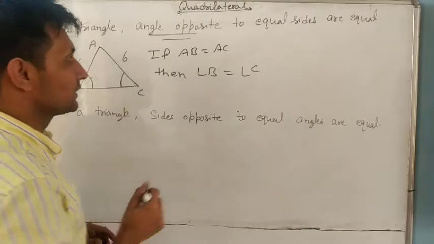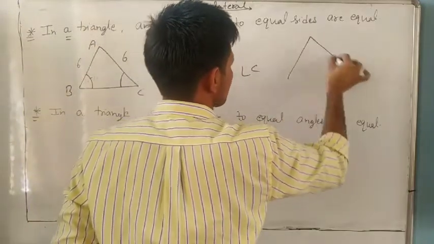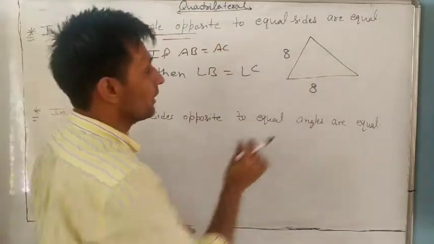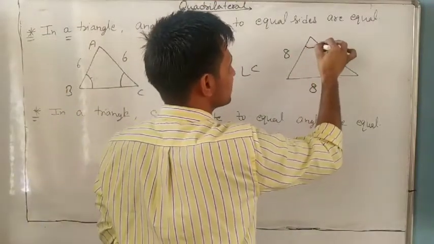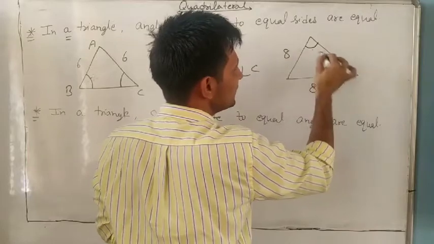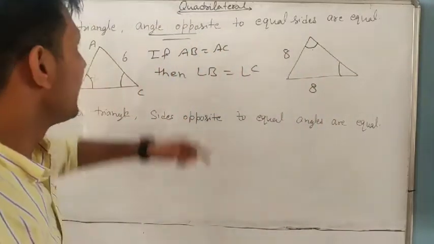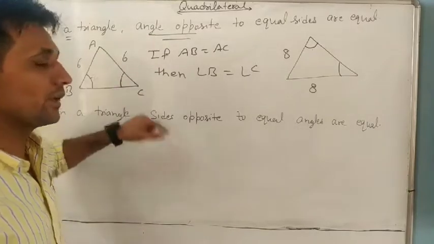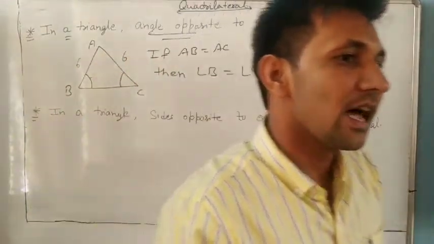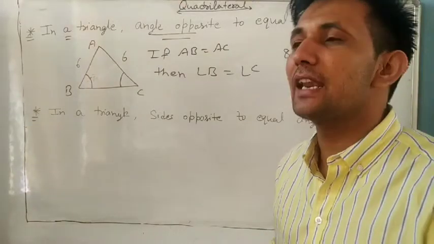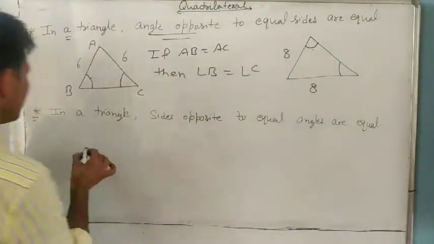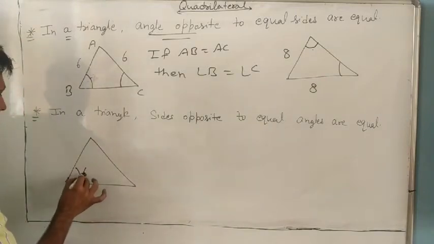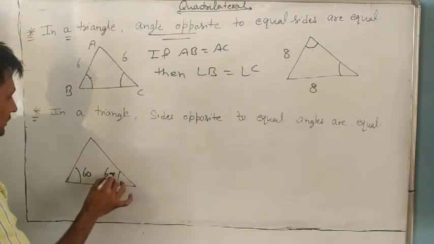Understand? Next is the same. Suppose this one is given 8, and this one is also 8. So which angles are equal? The angle opposite of this one and the angle opposite of this one, so these two angles are equal. In the first case, if sides are equal, then opposite angles are equal. Here, if angles are equal, suppose it is 60 degree, and this is also 60 degree.